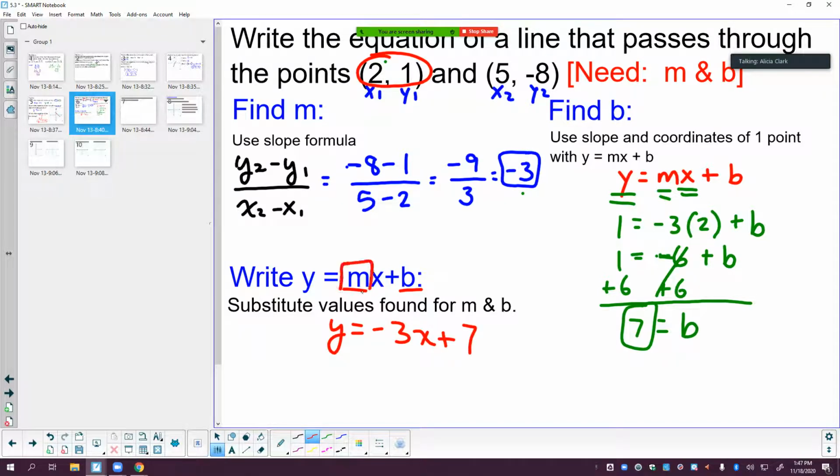When I go to write my equation, I have x and y in my final answer. The only time we replace x and y is whenever we're solving for b. When I write my final answer, this should say y, and there should be an x right here. Because this was only one ordered pair, and I want it to be for all the ordered pairs on that line.